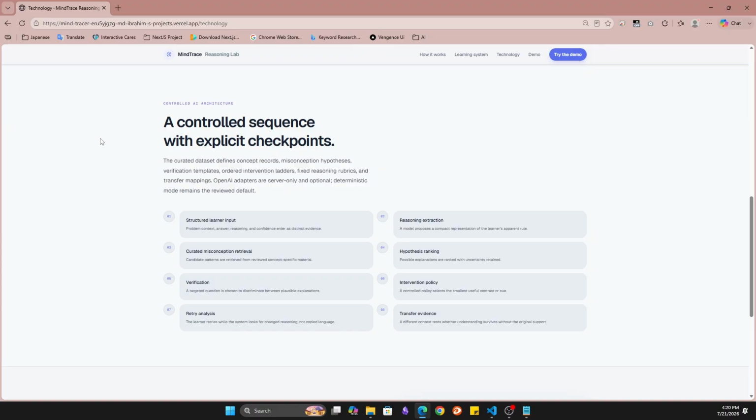The workflow is intentionally structured: learner input, reasoning, extraction, misconception, retrieval, hypothesis ranking, verification, intervention, retry, and transfer evidence.